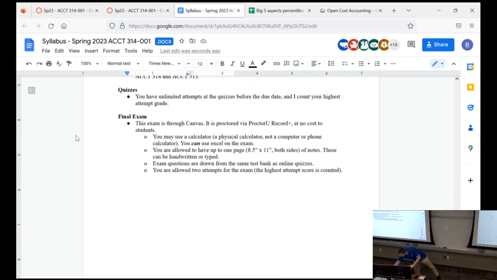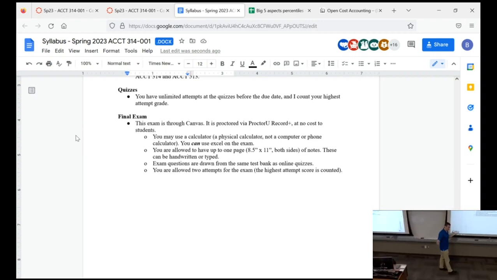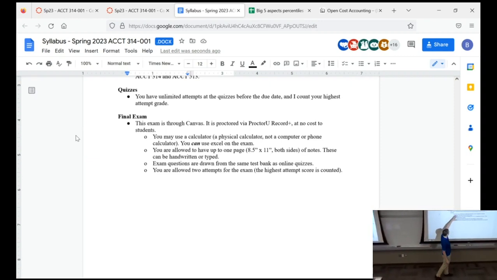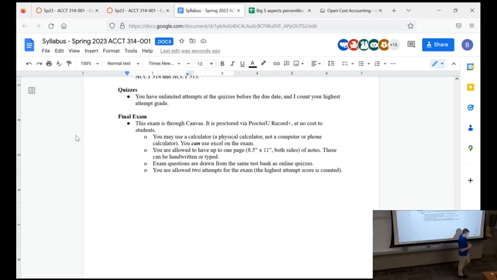For the final exam, it will be the same as the quizzes, just really big. So it's going to be through Canvas, the same thing as the quizzes. It's going to be proctored through Record Plus.